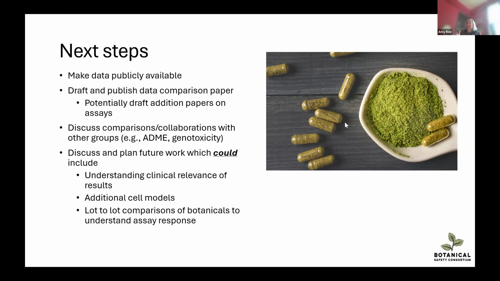Understanding the clinical relevance, of course, is key, especially with botanical drug interactions. I think we see a lot of reports of in vitro interaction potential, but it often doesn't translate to clinical relevance. And we want to look at potentially some additional cell models.